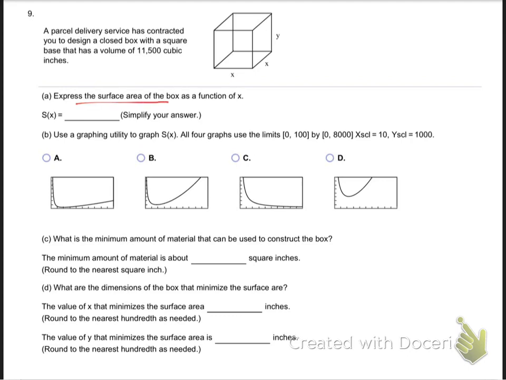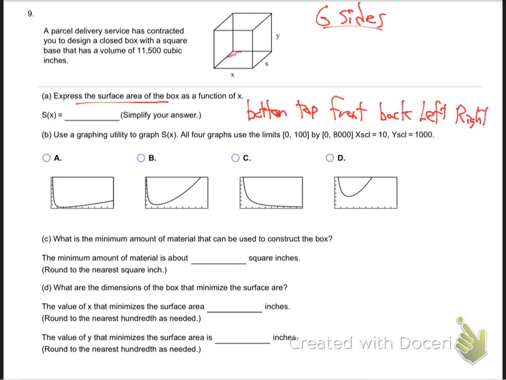Well, if you think about it, this box is going to have 6 sides. So the surface area of this box is 6 sides. It's got a bottom and a top. It's got a front and a back. It's got a left and a right. So the bottom here is x squared, because that's just one side times the other for the area of a rectangle. The top is the same, right up here, same as the bottom.